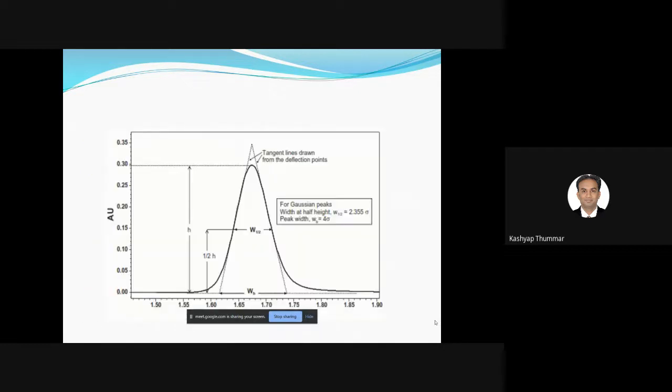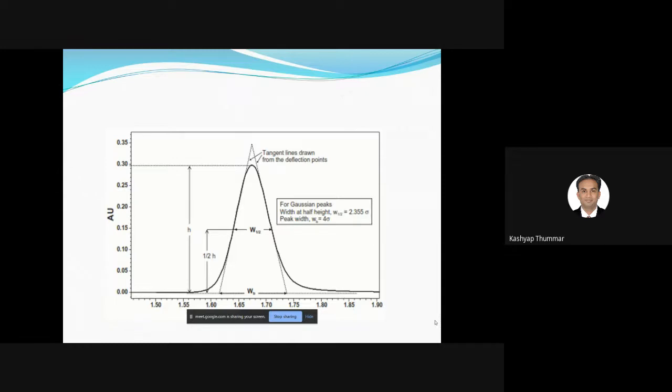Okay, so by definitions, this is the peak shape, the ideal peak shape, and here it is written for Gaussian peak. What is the meaning of Gaussian peak? It is called an ideal peak. So whenever you find the term Gaussian, it means the ideal peak.